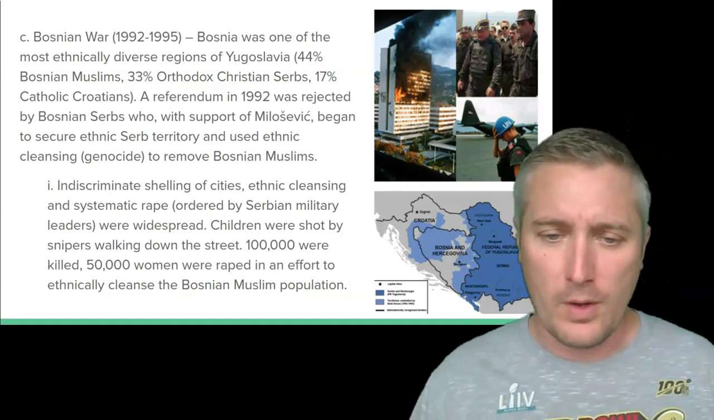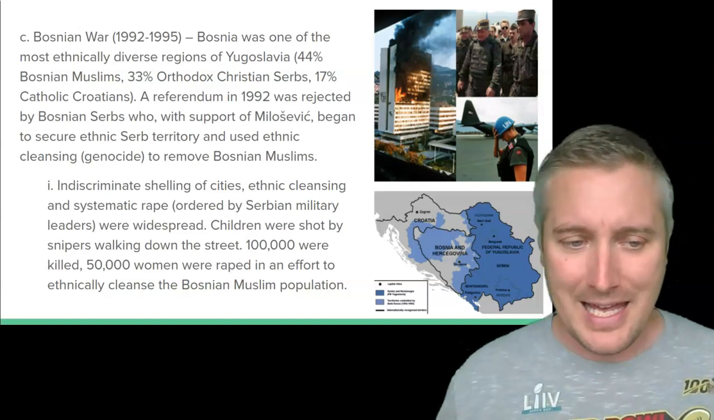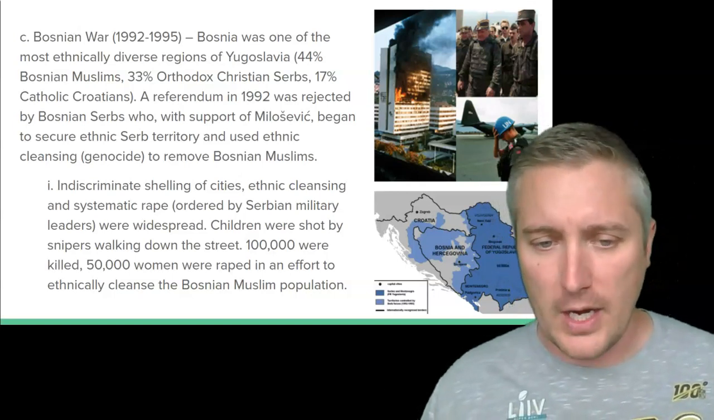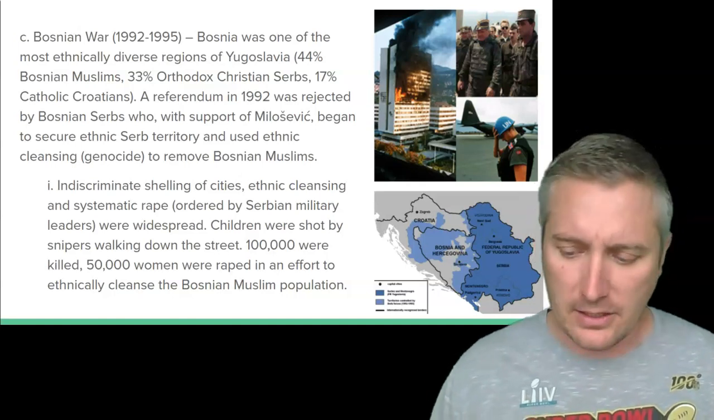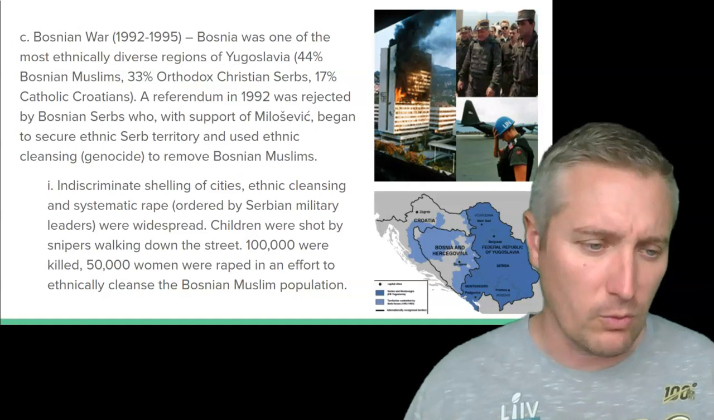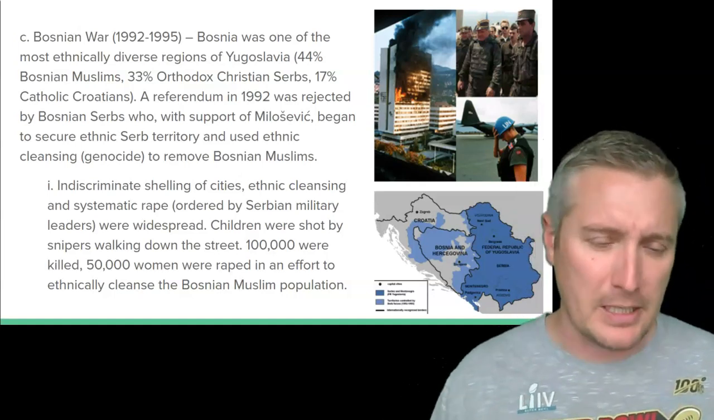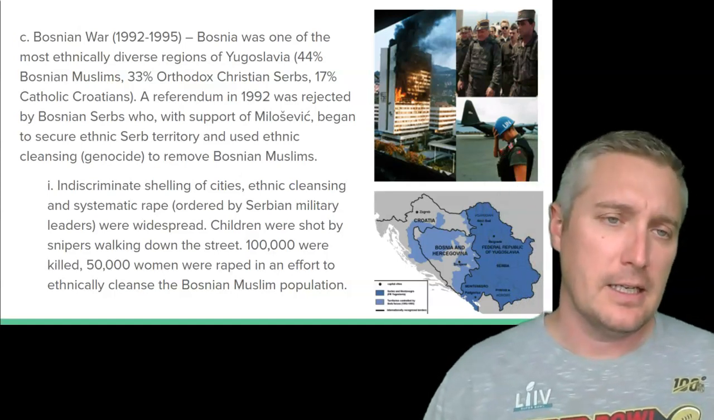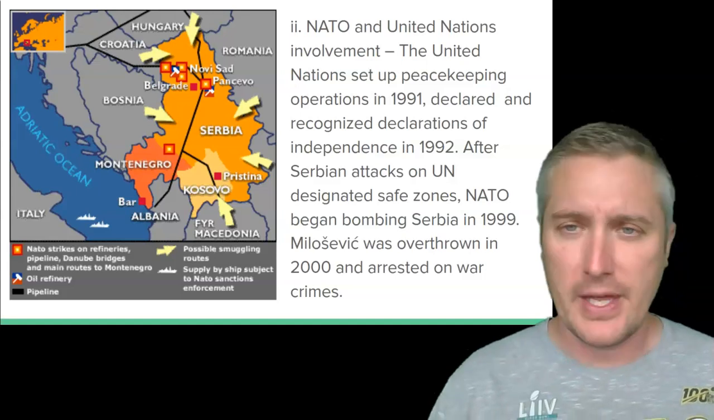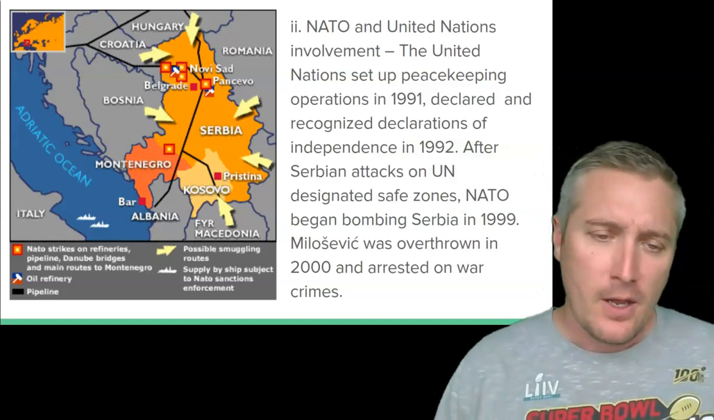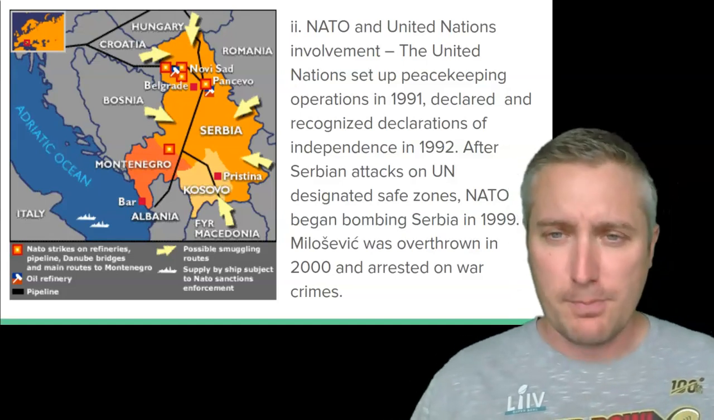50,000 women raped. And again, the term that was used was ethnic cleansing to try and clear out the Bosnian population. Sadly, rape has been used as a tool of war for forever. But what we saw was that it was actually being ordered by the Serbians in this war for the soldiers to do that to women that they encountered. It's at this stage that NATO and the United Nations both get involved.